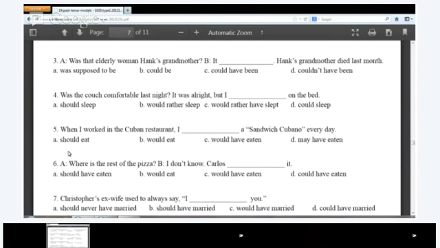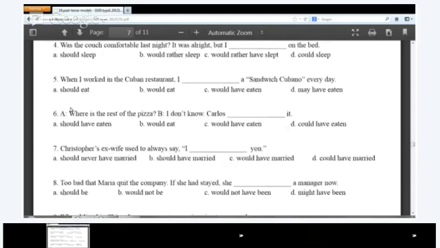Now here in this example in C, the proper way to say that and write it would be would rather have slept. But don't be alarmed if you hear someone say would have rather slept. So you'll hear that both ways. I just want to make sure that you know the correct way to say that, so you're not confused about that. Okay, numbers 5 and 6 go to Java.